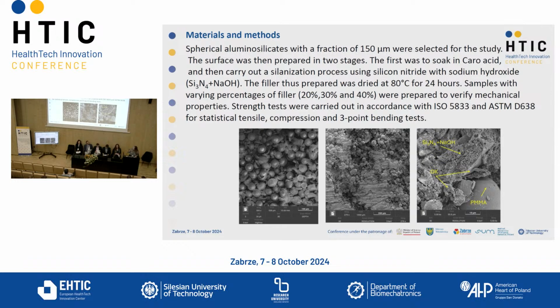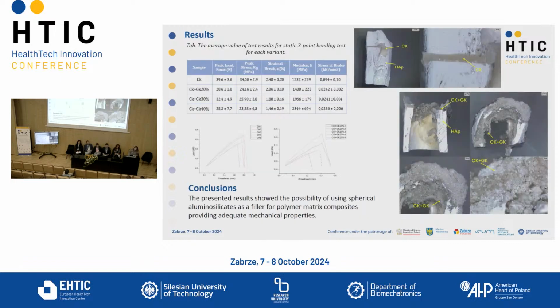So how did it look? Here we have the filler, aluminosilicates, then we have the matrix, and the third thing is how they look together. After that I checked how it looked with hydroxyapatite, and then I checked the mechanical properties. I used a static three-point bending test. We see that as the filler increases, the modulus is higher, so it's harder, but it's brittle. So aluminosilicates can be used in biomedical engineering, for example in bone cement, but to increase the mechanical properties, we should change the matrix. Thank you very much.